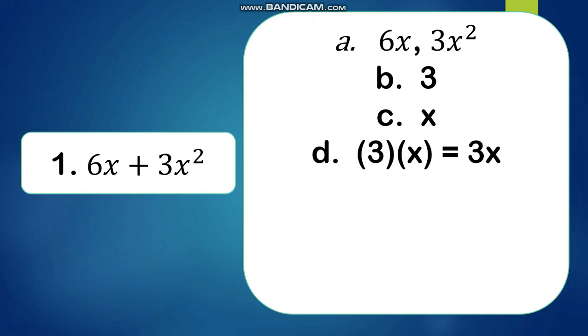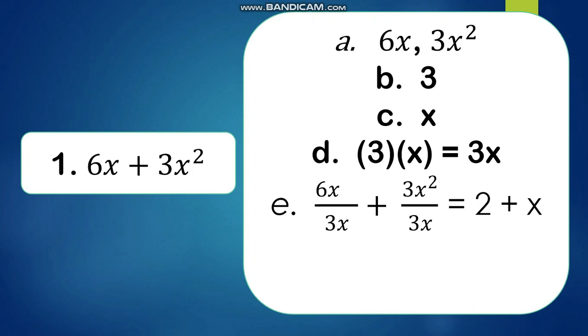Next step, multiply the greatest common factors of the numerical coefficient and the literal coefficient. So we have 3 times x, and that would result to 3x. Next, divide the given polynomial by its greatest common monomial factor. Since our polynomial is 6x plus 3x squared, let us divide each term by the greatest common monomial factor, which is the 3x.